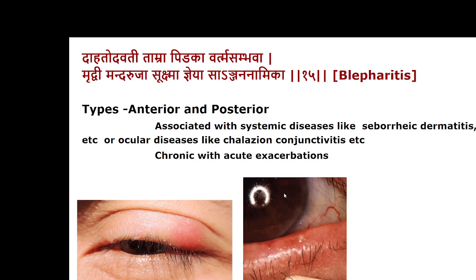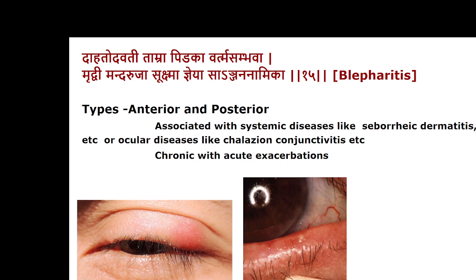Then comes the Dahatodavati Tamra Pilaka Vartma Sambhava Mridvi Mandaruja Sukshma Jinyasa Anjana Namika. Anjana Namika is a condition where there could be single or multiple swellings in the Vartma, in the eyelids, which are soft, painful, and sukshma, fine as such. That's exactly what you see in case of blepharitis. Blepharitis, we have already referred to in the sandhigata vyadhi also.